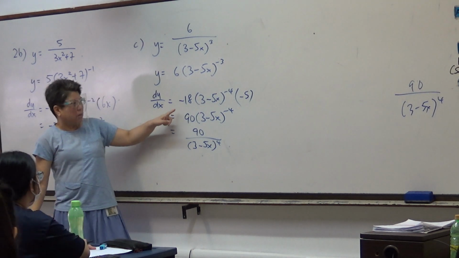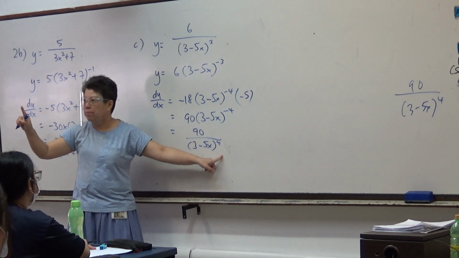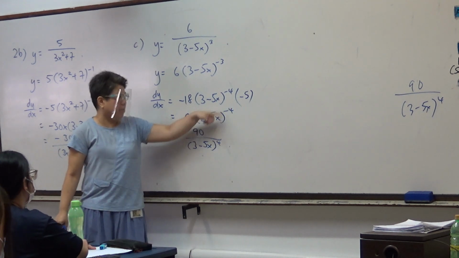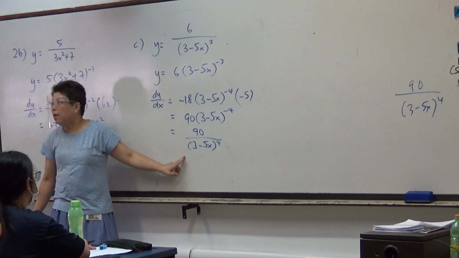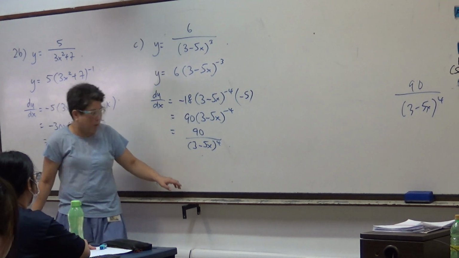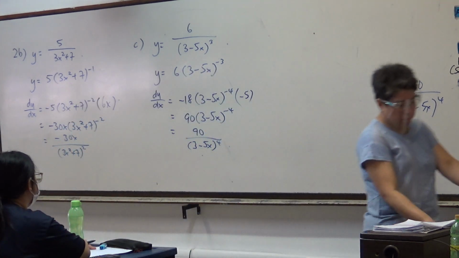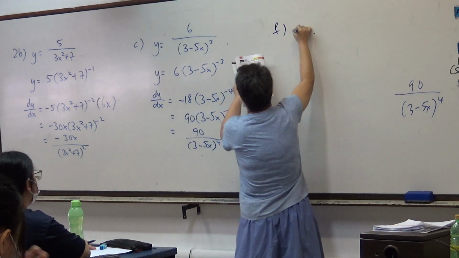Some people ask me, Jo, can I after this step, straight away go to this step? Yes. Because to me it's very obvious. You multiply here, then become below, that's all. Okay, but you cannot straight away go to here. That means you're Superman. Understand what I'm saying? Okay, alright, next one.